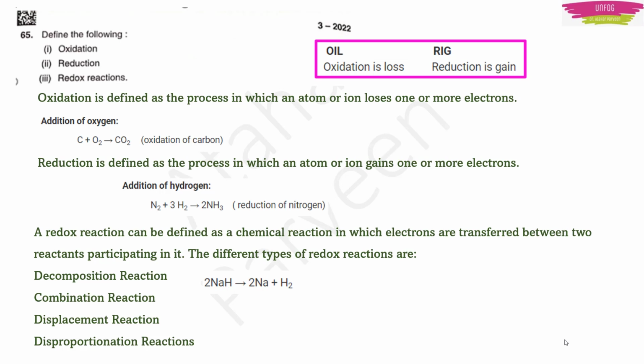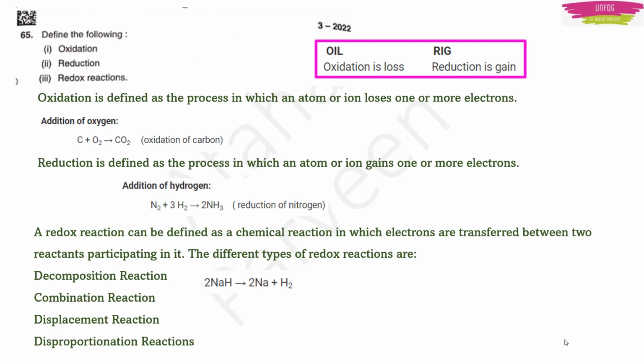Okay. So this is all about oxidation, reduction and redox reactions. See, here I may have given a little more information for you all. But don't worry, don't compare my answers with what you have written. If you have just defined these three reactions, you will get 3 marks there. I have given these chemical reactions and the types of redox reaction. This is not needed in your exam because it's a 3-mark question, right?